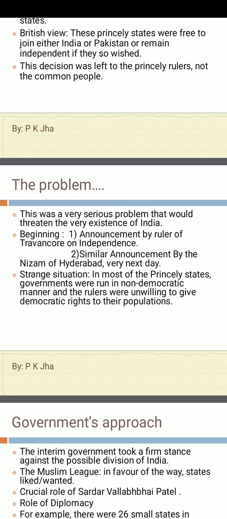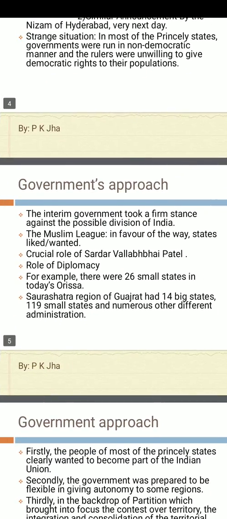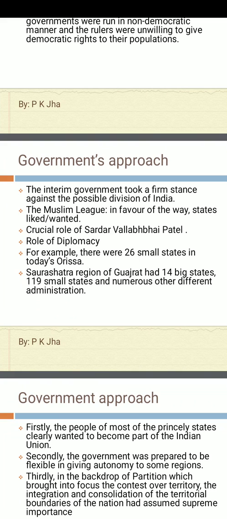Now, how did the government try to find its solution? What had been the government's approach? Remember, children, we had the interim government in those days, that is, the caretaker government. Unless a full-fledged election took place, there used to be an interim government. So the interim government took a firm stance against the possible division of India into small principalities of different sizes. They said that no, India must not be allowed to get divided into small principalities.